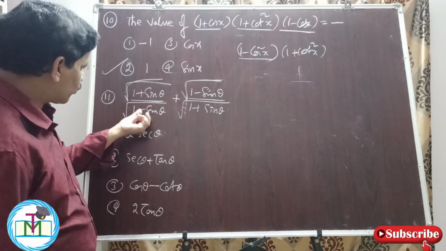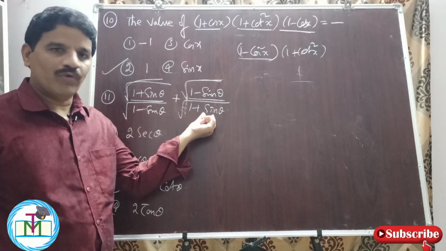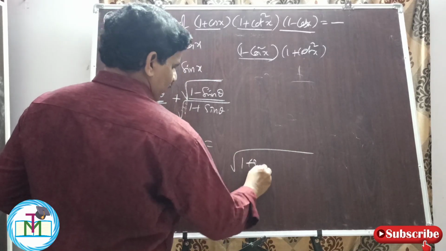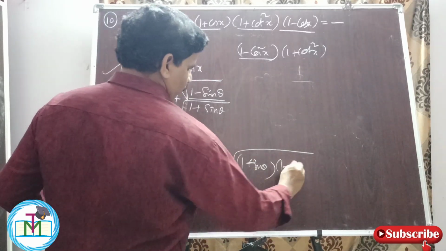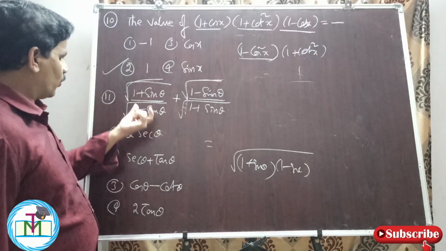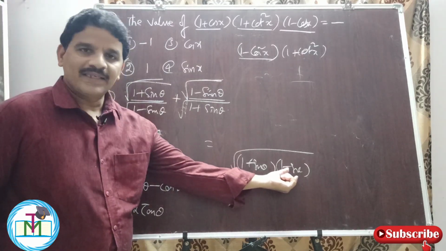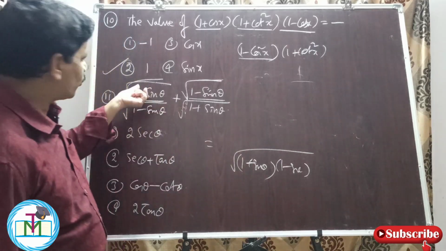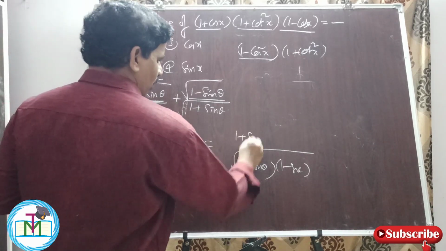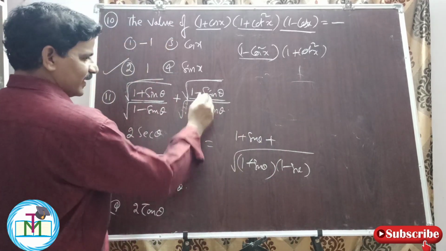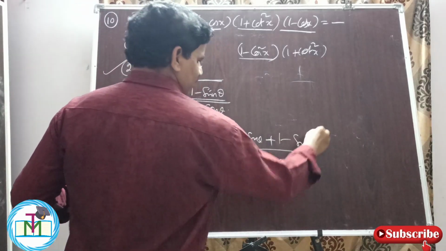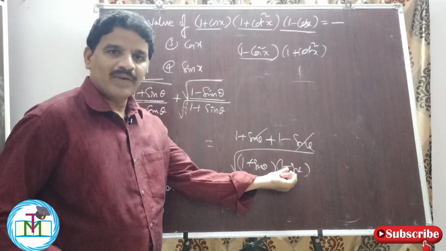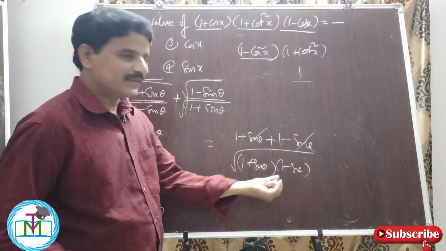Now what is the LCM? Root (1 minus sin theta) into root (1 plus sin theta). So I can write root (1 plus sin theta) into (1 minus sin theta) as the LCM. Root (1 minus sin theta) and root (1 minus sin theta) cancel, therefore root (1 plus sin theta) is there. Root (1 plus sin theta) into root (1 plus sin theta) is 1 plus sin theta. Similarly here we get 1 minus sin theta. Plus sign and minus sign cancel. So in the root we have (1 plus sin theta) into (1 minus sin theta), which is 1 minus sin square theta.